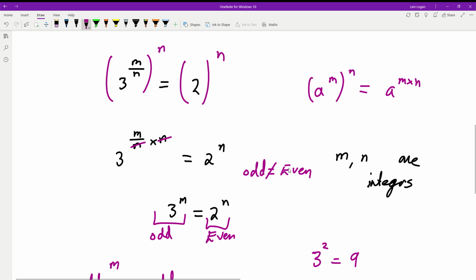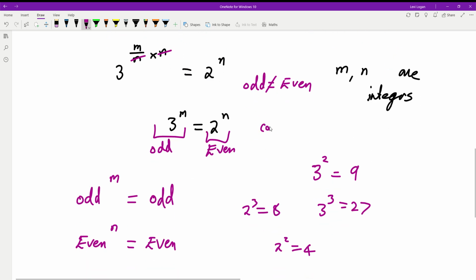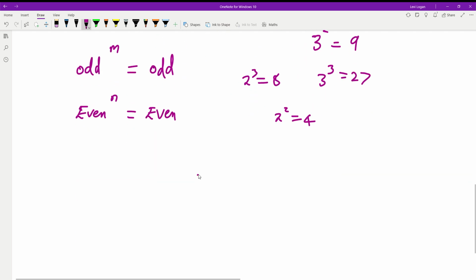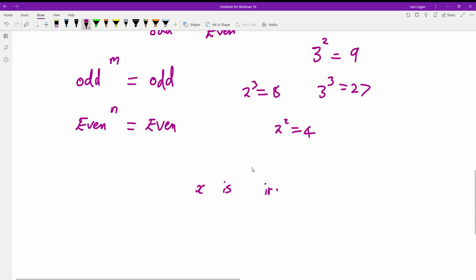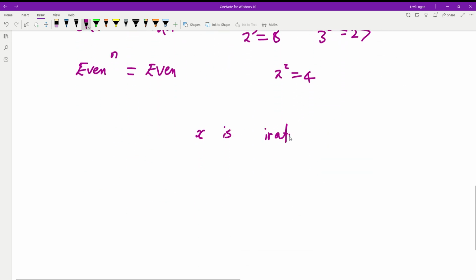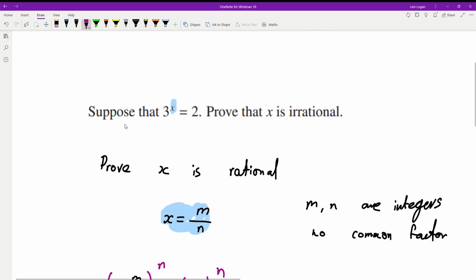So since there is a contradiction, we can just say, contradiction, as an odd cannot equal an even, therefore x is irrational. Let's see if I can spell that right actually. Oh, there we go, it's up there. Irrational. And that's it, pretty much. That's a proof by contradiction for this example here.